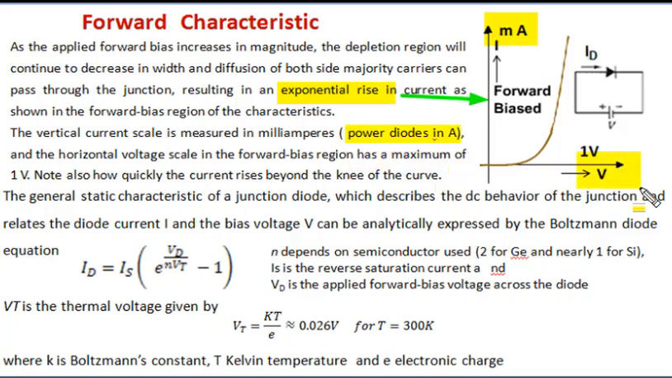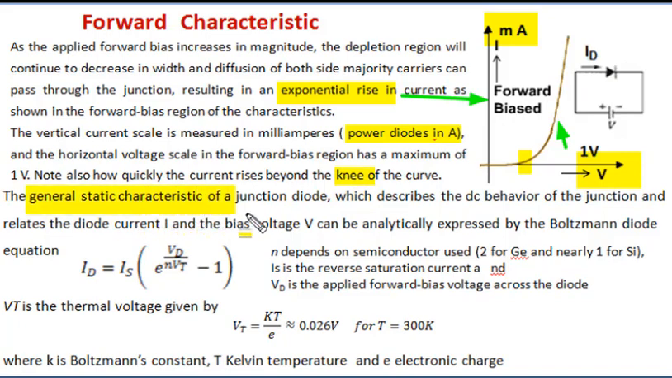The horizontal voltage scale in the forward bias region has a maximum of 1 volt, as the junction cannot have more than this voltage. Note how quickly the current rises in an exponential manner, but it increases exponentially only after a voltage, and this voltage is known as knee voltage.